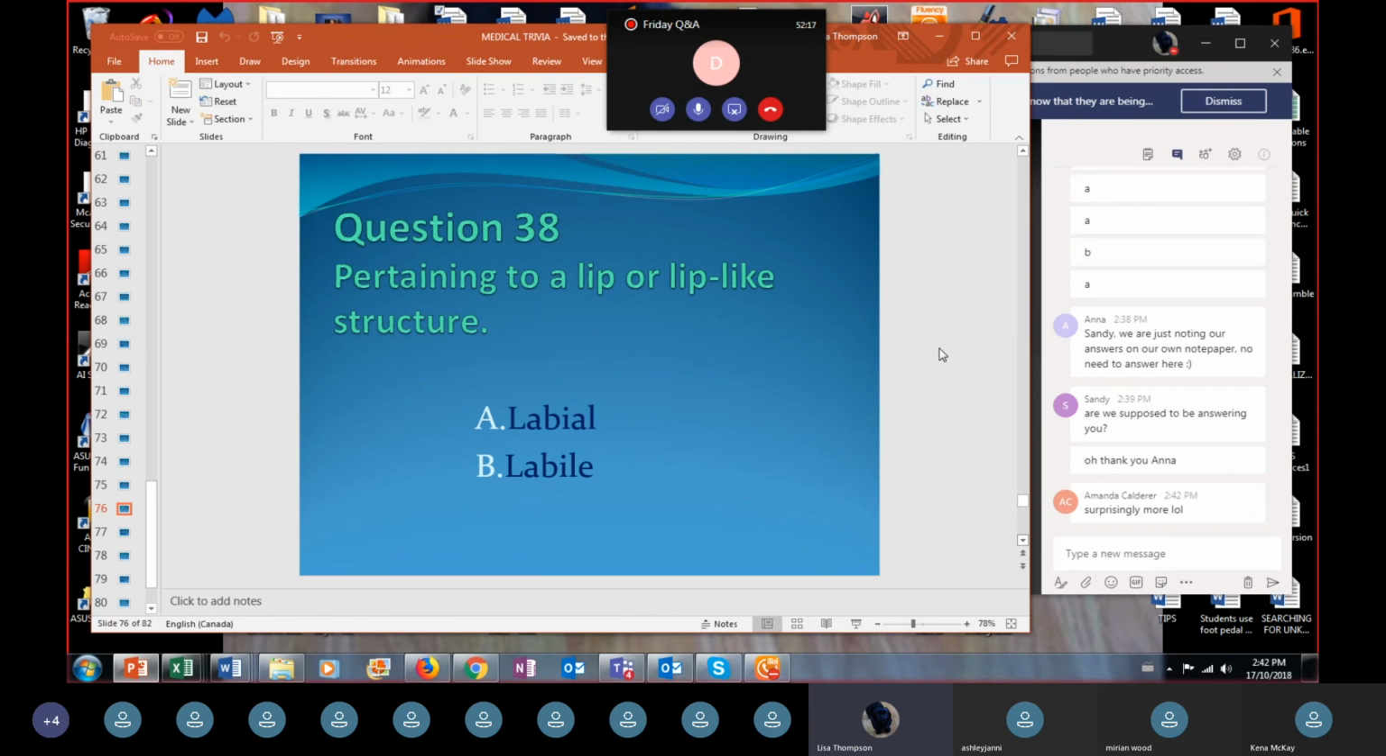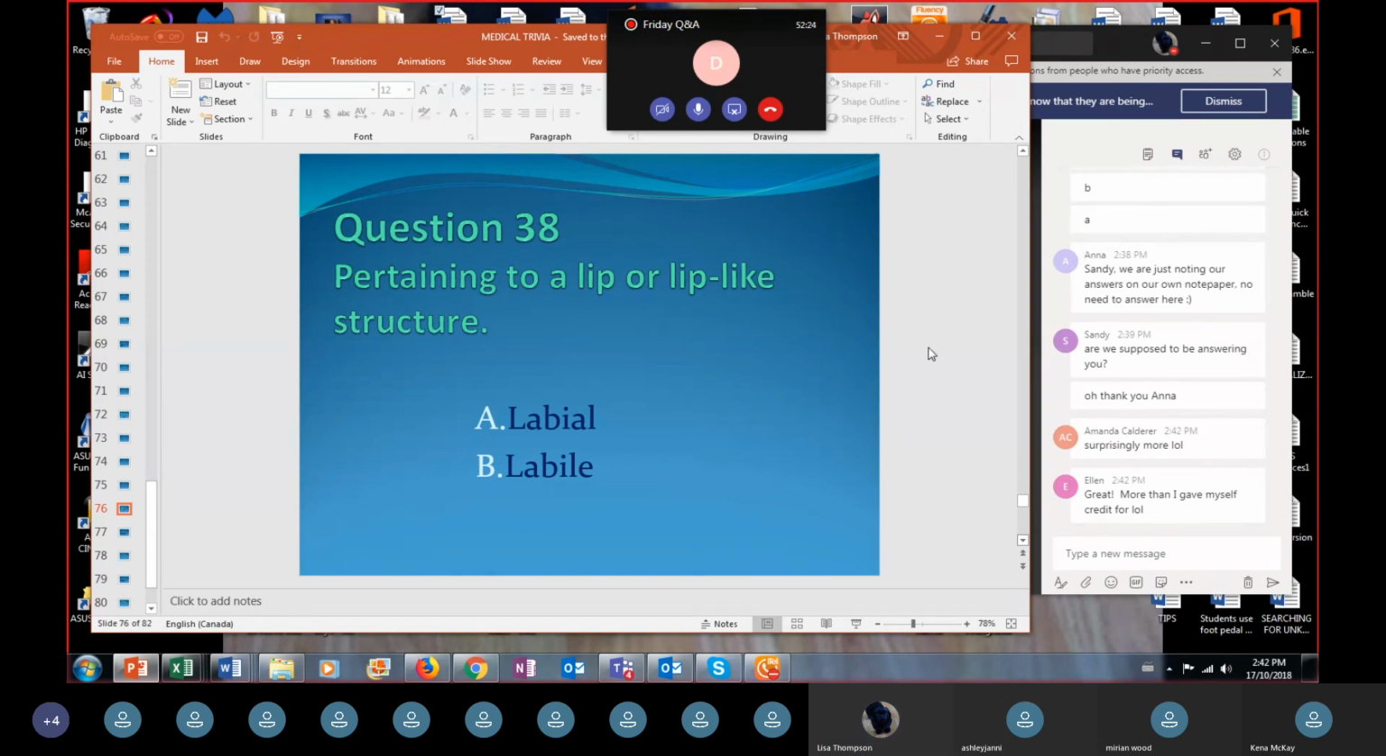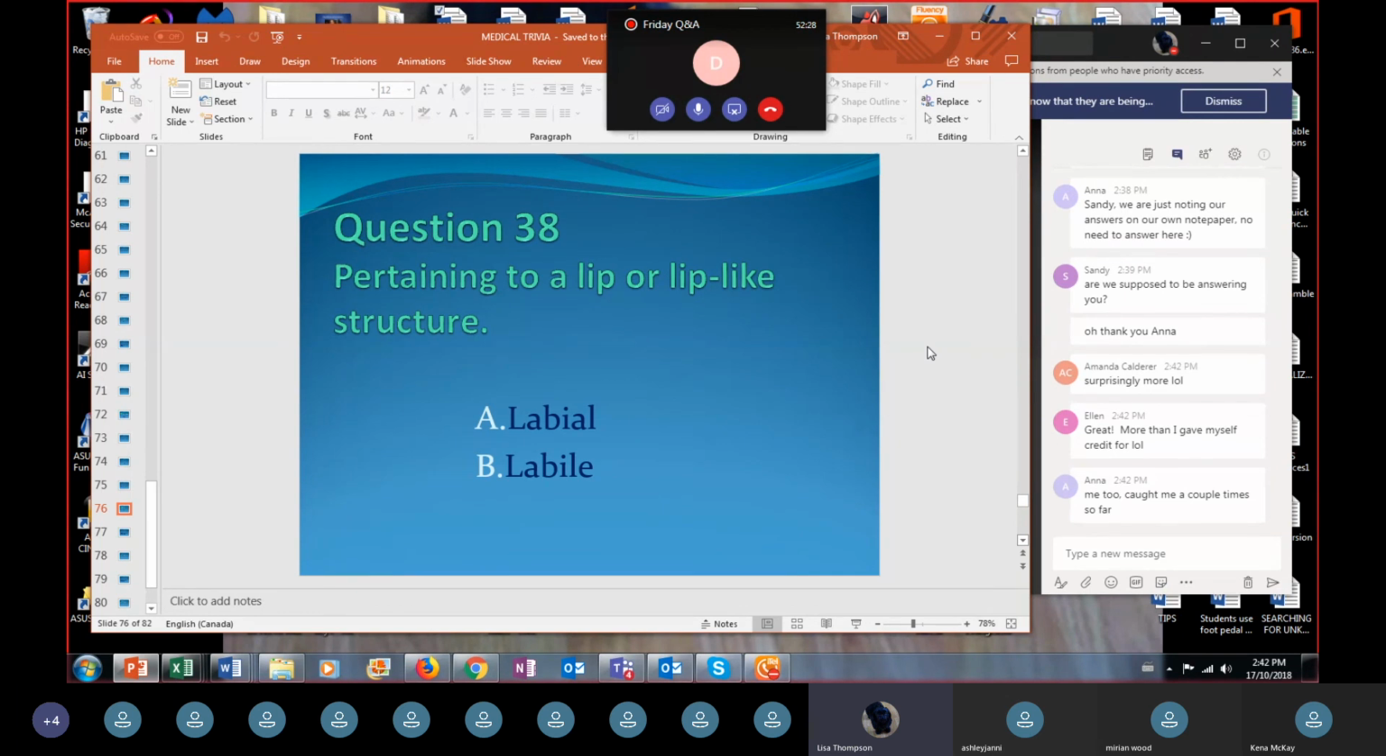Okay, question 38. Pertaining to a lip or lip-like structure, is it A, labial, or B, labile?